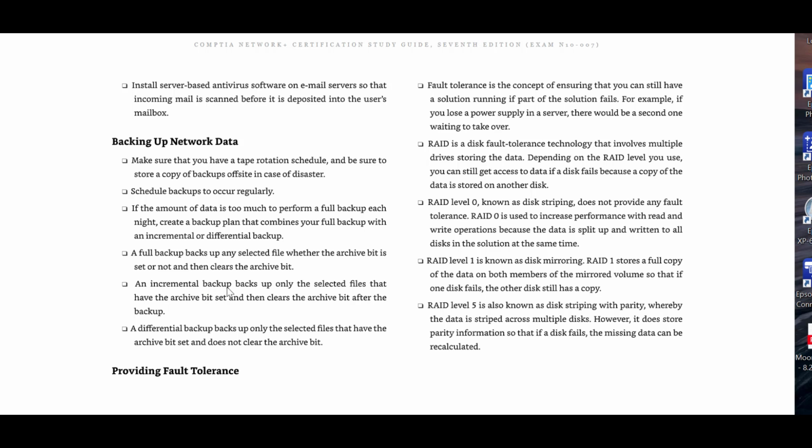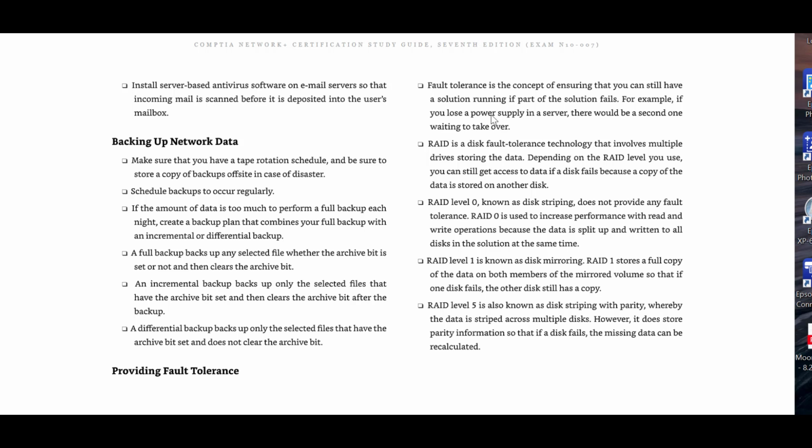An incremental backup backs up only the selected files that have the archive bit set, and then clears the archive bit after the backup. A differential backup backs up only the selected files that have the archive bit set and does not clear the archive bit. So you would have all three of these working in tandem, and one day a week you would probably do the full backup, and then the other days these would run based on which different file types changed. Fault tolerance.